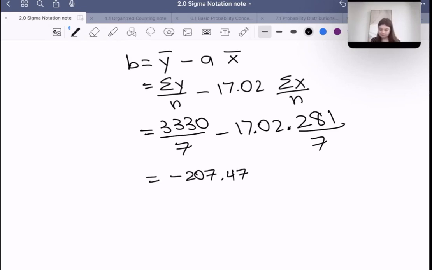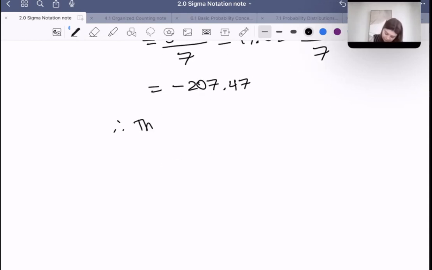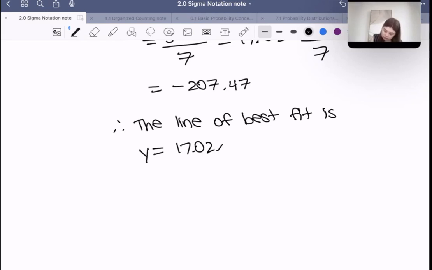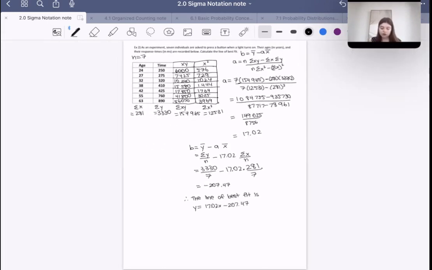Good. All right, so therefore the line of best fit is y equals 17.02x minus, oh, not plus, minus 207.47. Awesome. So there we have it. All right. Well, you know what? That concludes not only this lesson, but that actually concludes this unit.